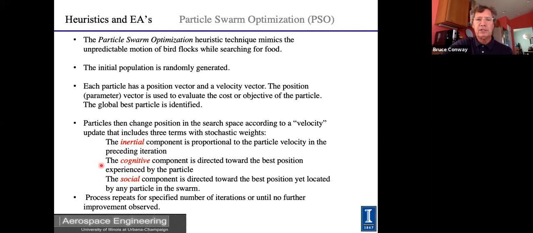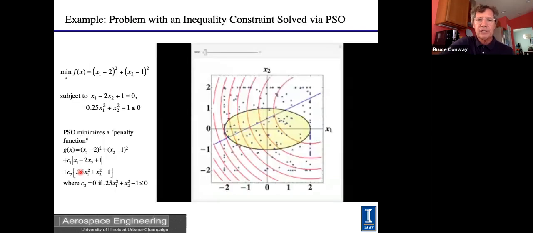Now, each of these 3 vector components is multiplied by a random number between 0 and 1. So it's quite stochastic. Because the initial population is randomly generated, and because each of these components is multiplied by a random number, you can run the PSO and you never, of course, get the same result twice. And then you repeat the process for a fixed number of iterations or until you don't see any more improvement. Here's a simple example.